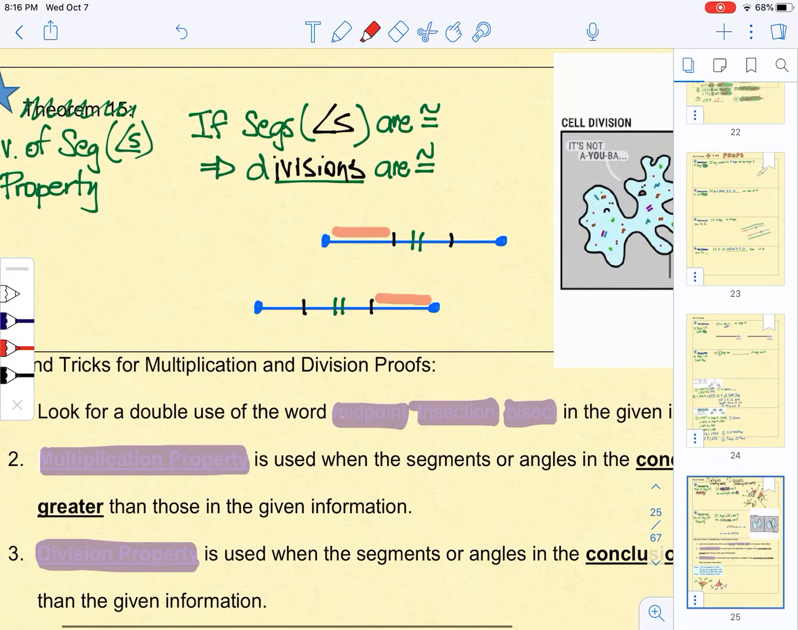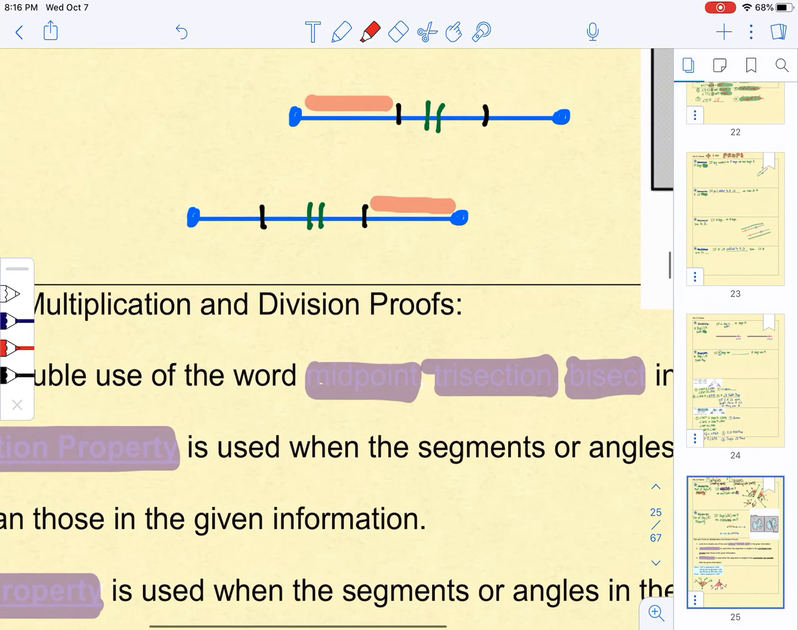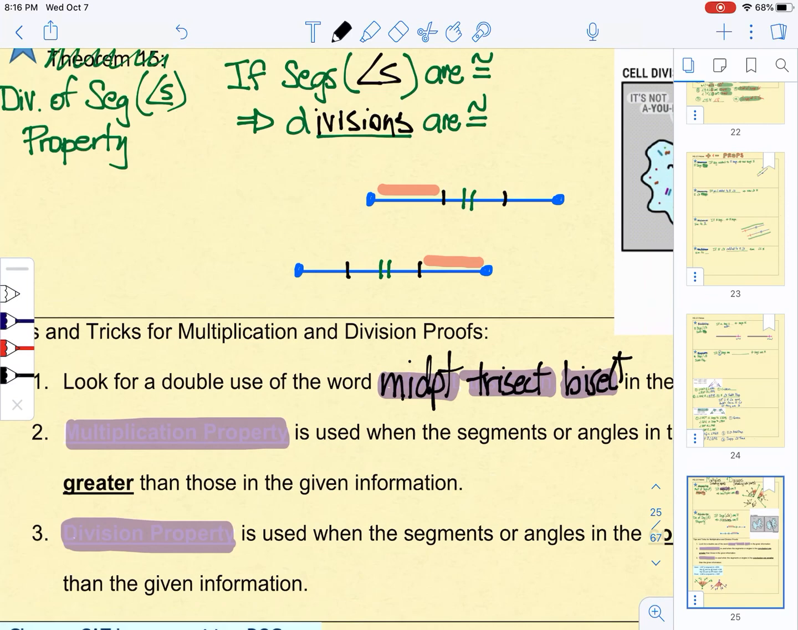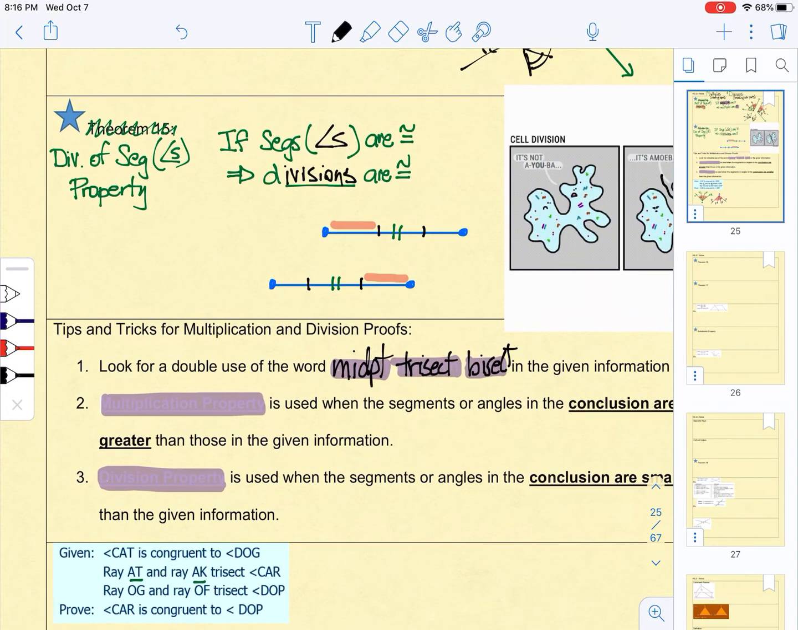So things to watch out for today. Look for a double use of the word, for example, midpoint. Or possibly the word trisect or bisect. Any one of those words would typically mean you are going to be using a multiple or divisions.